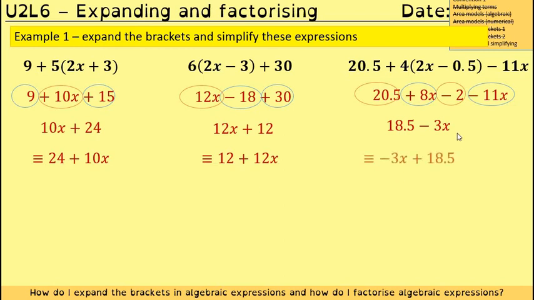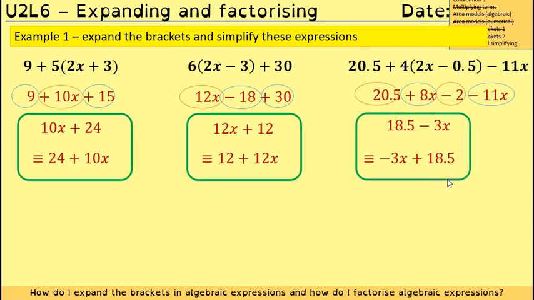And lastly, for this one, you may have got negative 3x plus 18.5. Again, that's completely fine, because if we use our bubbles around 18.5 and negative 3x, we will get just this, we can rearrange to get this expression. So any of these answers are acceptable for these problems.